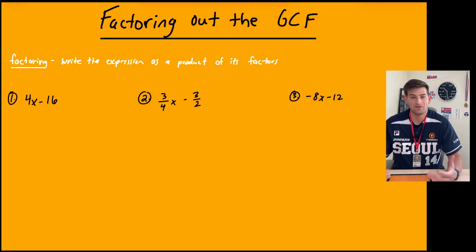Let's talk about how we can factor out the GCF. Well, first of all, what is the GCF? What does that stand for? It stands for the greatest common factor. So whenever we factor that out, we are going to write the expression as a product of its factors.